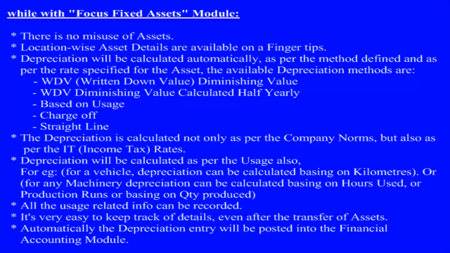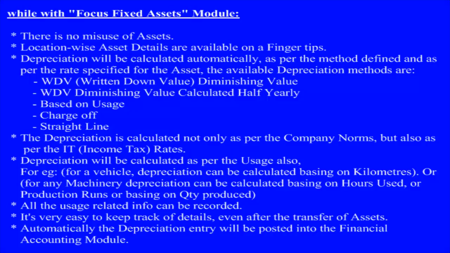While with the Focus Fixed Assets module, there is no misuse of assets. Location-wise asset details are available at your fingertips. Depreciation will be calculated automatically as per the method defined and as per the rate specified for the asset. The available depreciation methods are WDV diminishing value, WDV diminishing value calculated half yearly, based on usage, charge off, and straight line. The depreciation is calculated not only as per the company norms but also as per the IT rates.